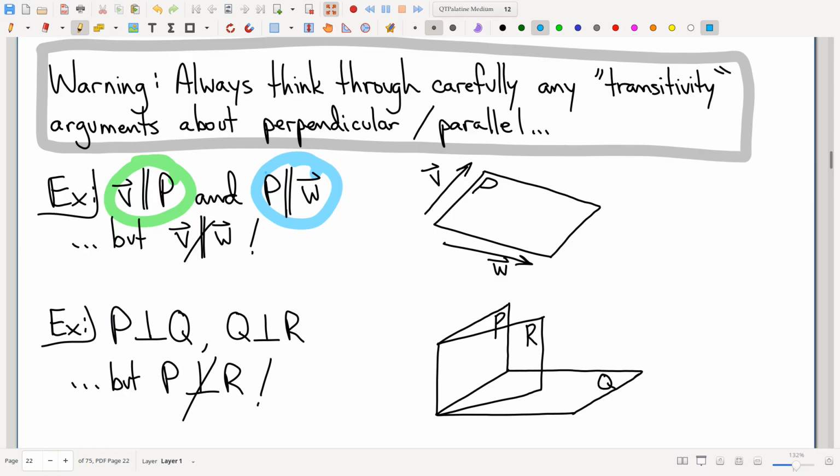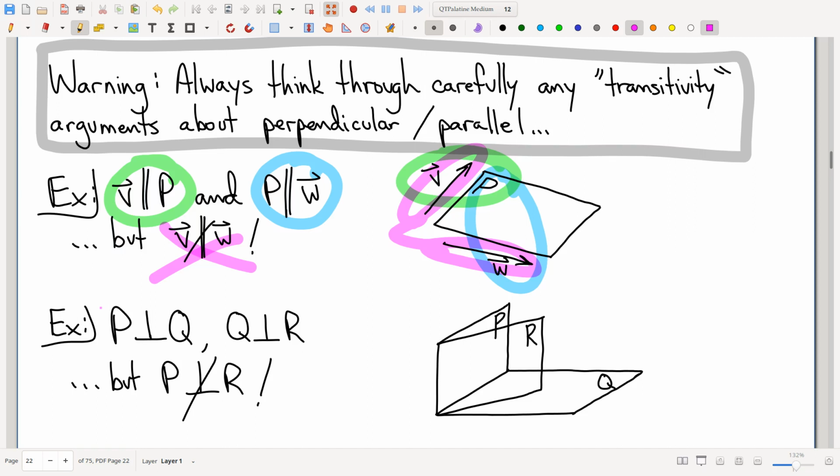But it's nonsense. Because V is parallel to that plane P, and that plane P is also parallel to W, and yet these two vectors have no relationship. Nothing. They're not necessarily parallel. They're not necessarily perpendicular. There's basically nothing we can say about them. Everybody see what I mean there?